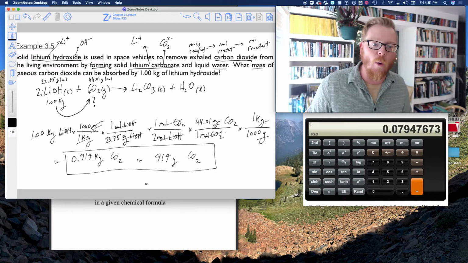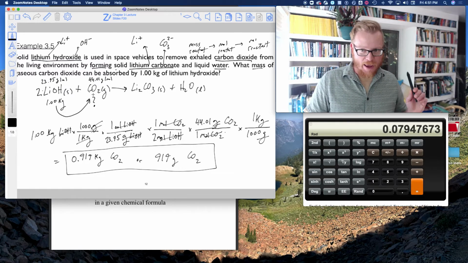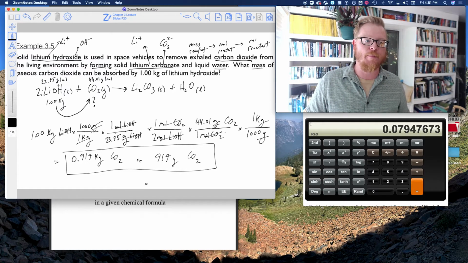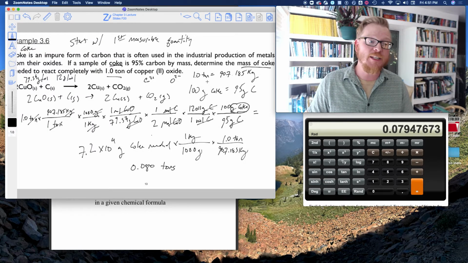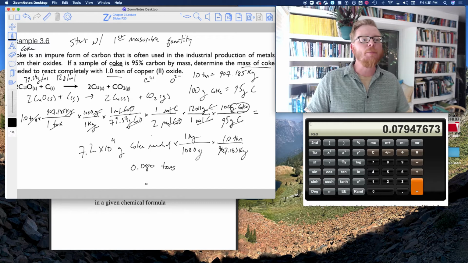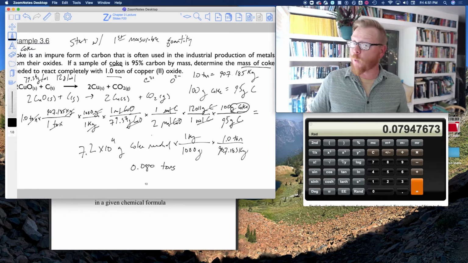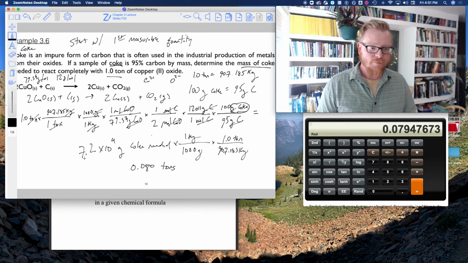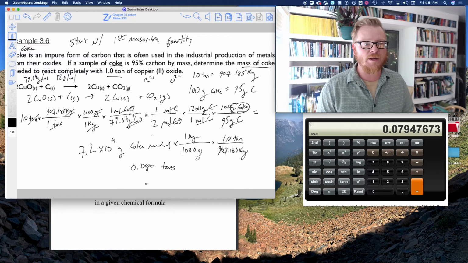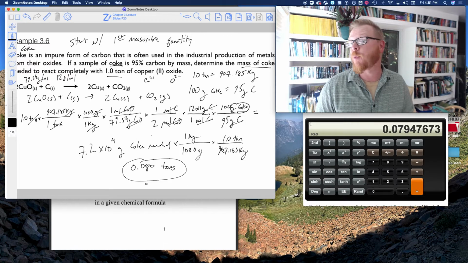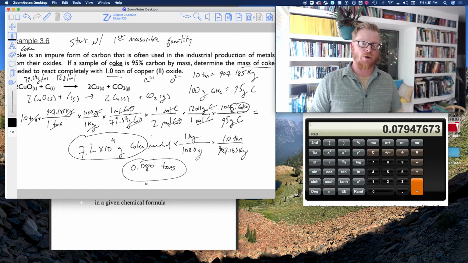So that 46 grams to 44 grams is really close to that 1-to-1 ratio in terms of mass. It's 2-to-1 in terms of moles, but it came very close to being 1-to-1 in terms of mass because the masses of these 2 reactants are very similar. However, on this problem, copper 2 oxide is much heavier than carbon for 1 mole of that material. So that's why, for every 1 ton of copper 2 oxide, it only needed 0.08 tons of coke, or 7.2 times 10 to the 4th grams. Okay?